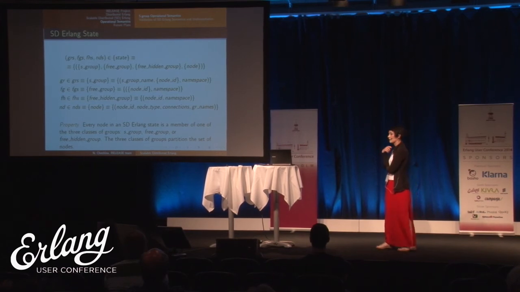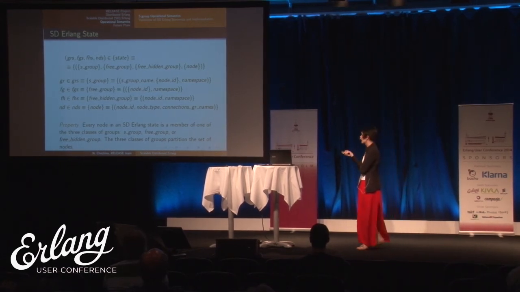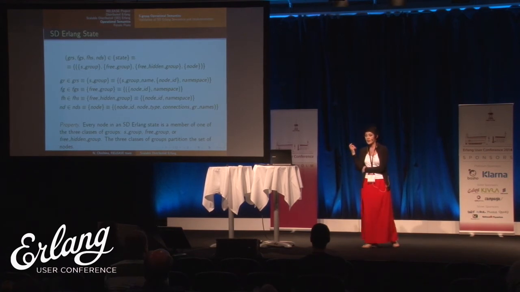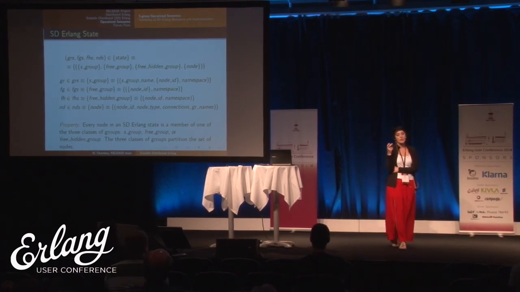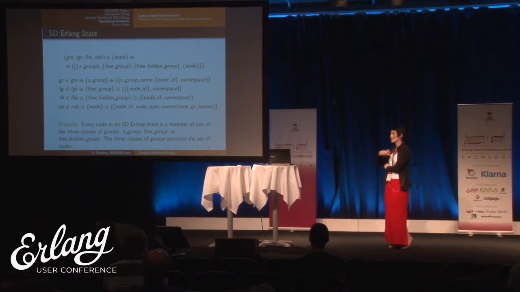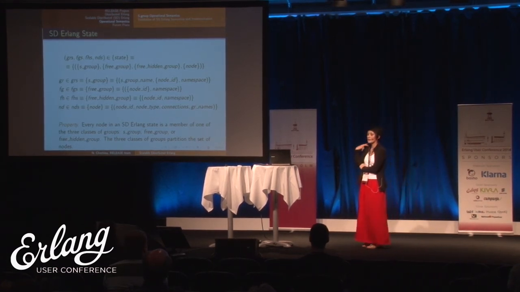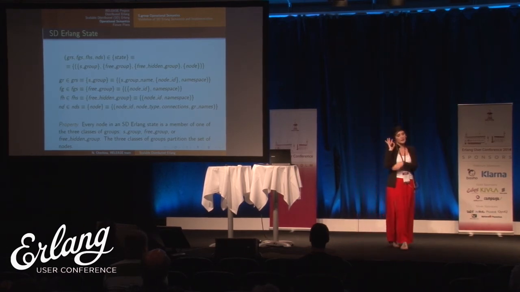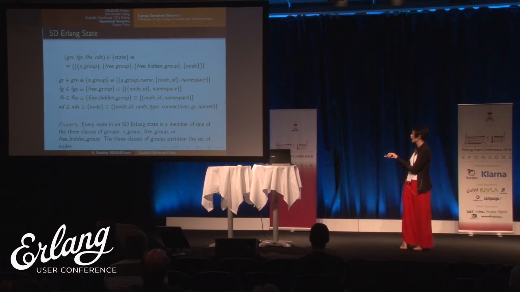Free hidden groups and free normal groups don't have one. And nodes have a node ID, a type, then a set of connections and the group names they belong to. A nice property that we can see immediately from here is that a node can belong to only one group. Either it's an S-group node, or a free normal node, or a free hidden node. So if we see some sort of overlapping, then definitely something is going wrong there.